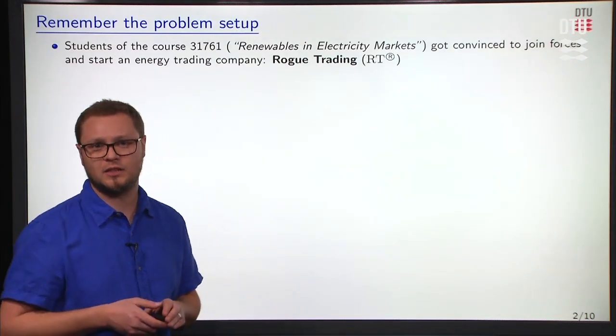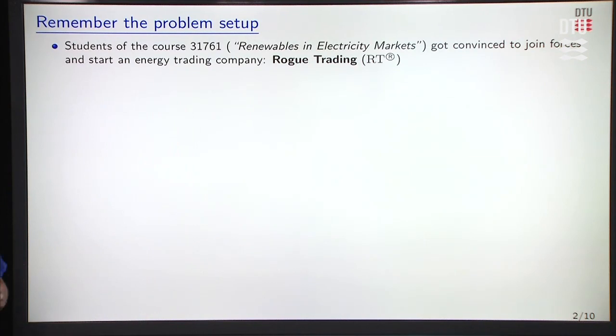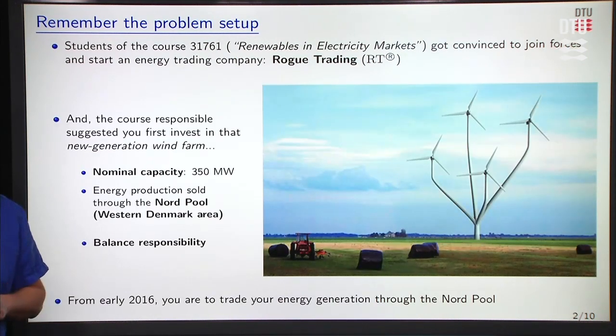But first of all, let's remember our setup where the students of the course 31761 gathered to start an energy trading company. This company has an asset with nominal capacity 350 megawatt, and it's kind of a wind farm. The energy generation is sold through the Nord Pool Western Denmark area DK1. Finally, you have balancing responsibility, which means that you will have to be financially responsible through the balancing market for any deviation between the clearing schedule and what is actually generated.